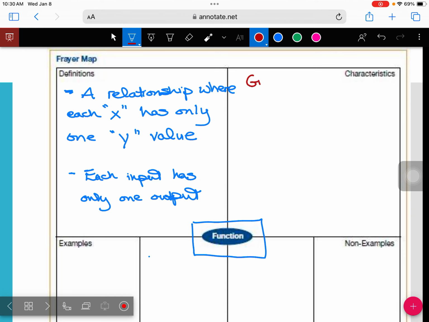Wait, what time is the class starting? What time is what? The class 36.